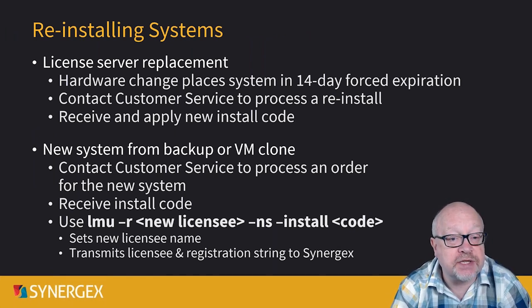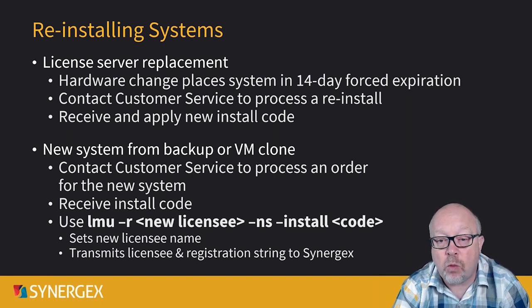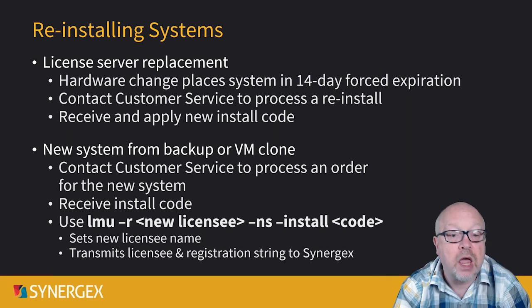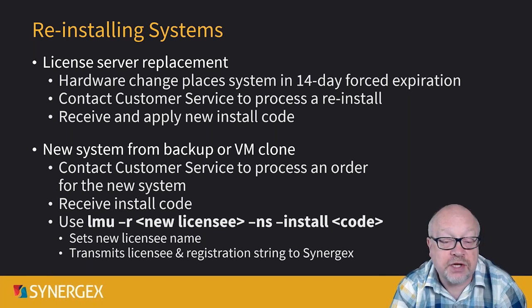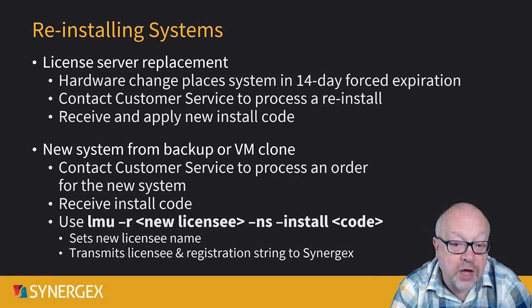Reinstalling existing systems. So if you need to replace the license server, for example, if the hardware has changed in a significant way, or you've moved it to another system. Any significant hardware changes will place the system into a 14-day forced expiration period. It will not stop the license server running, and you have that 14-day period to contact customer services to process a reinstall and to receive and apply your new install code.